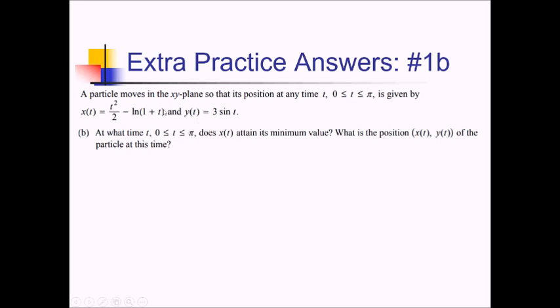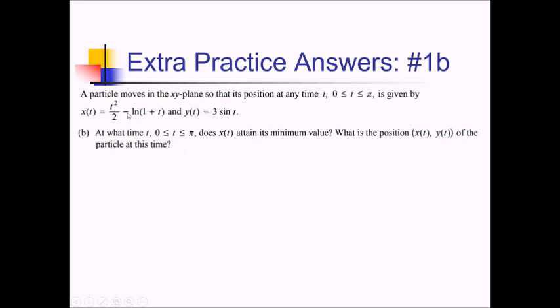Now we want to know at what time between 0 and pi the x of t parametric equation attains its minimum value, and then what's the actual position at that time. So we need both an x and a y there. Since we have this closed interval, one way you could do this is with the candidates test. That's going to depend on whether or not there's more than one critical value. So why don't we go and find some critical values? If there's more than one, we'll use the candidates test. If not, then maybe we don't need the candidates test.